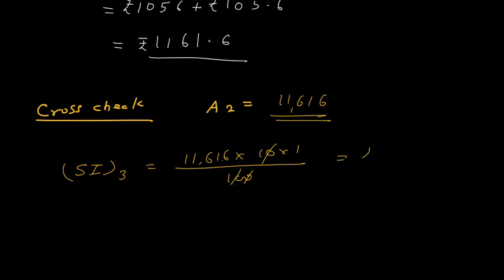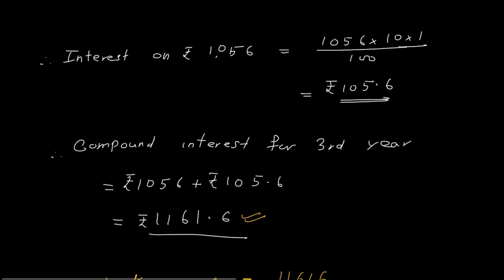So what answer will I get? I will get rupees 1161.6. Okay, so see, here also we got the same answer, 1161.6, and there also we got the same answer, but the approach is totally different. Here we have used interest on the interest, that is, we have calculated interest on the interest part, and then the entire interest that we earn at the end of the second year, that we have added.